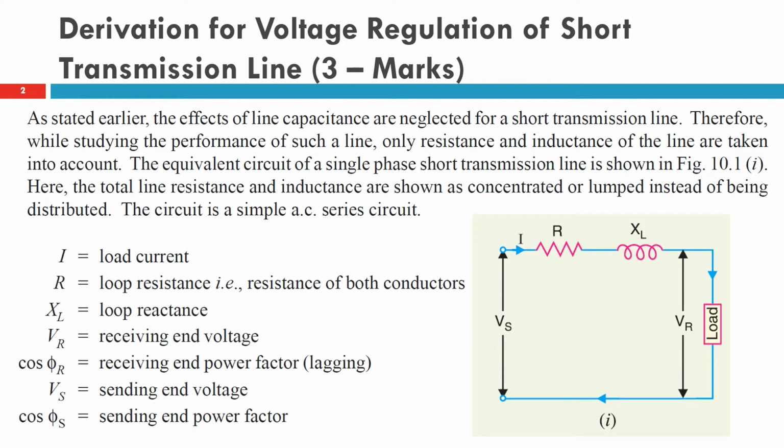Again, these R and XL components are shown as concentrated or lumped components, and we are not using any distributed parameter configurations. Distributed parameter configurations we will use for the longer lines, when the line is longer than 200 kilometers. In the lecture on the long transmission line, I will discuss at length how the line can be represented with the distributed parameters.